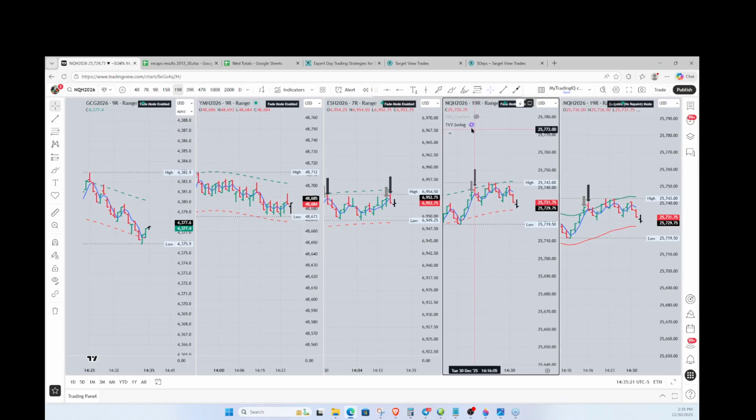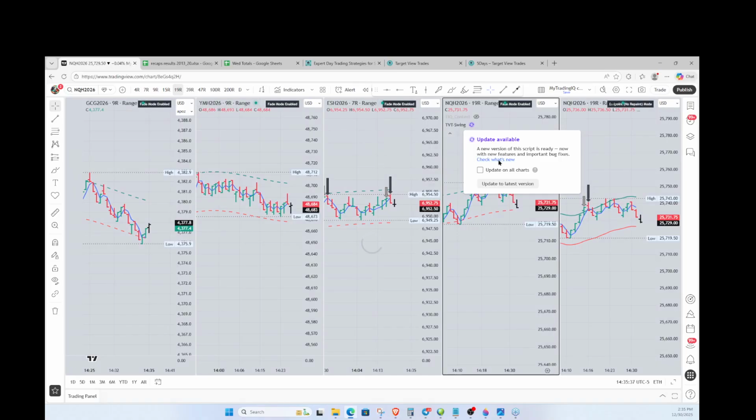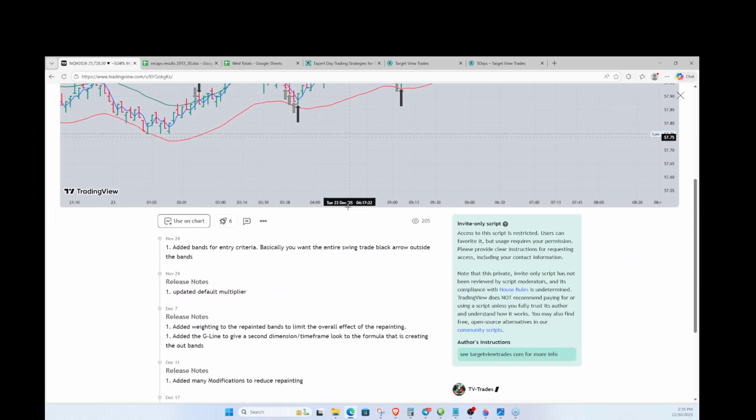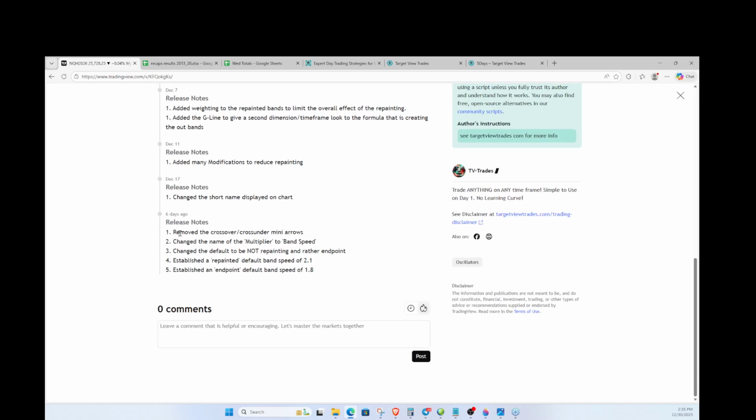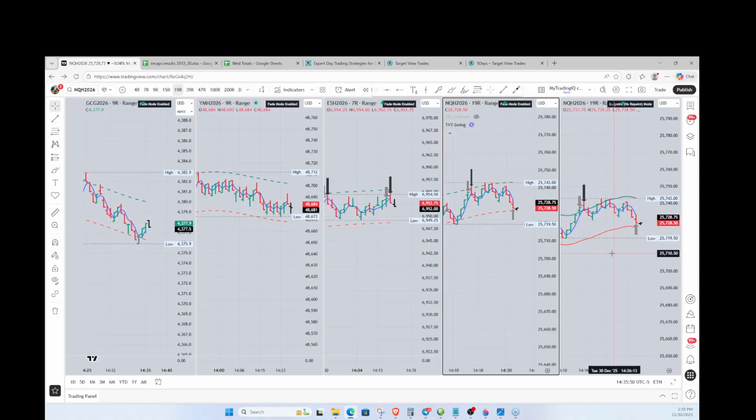If you click on this, you see how it's got that little purple circle right there? If you hover over that, it says there's an update available. If you click on it, it says you can click this to update to the latest version. You can check this box to update it on all charts. You can click this to see what's new, and if you click that, it brings up this page, and down here it has my release notes, what I did, and the last thing I did 6 days ago. I will show you what that looks like.